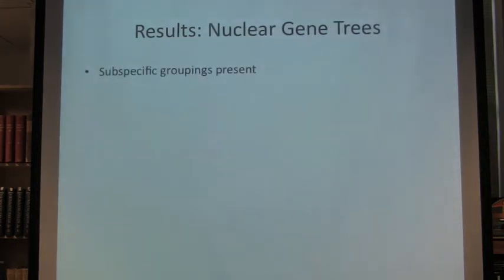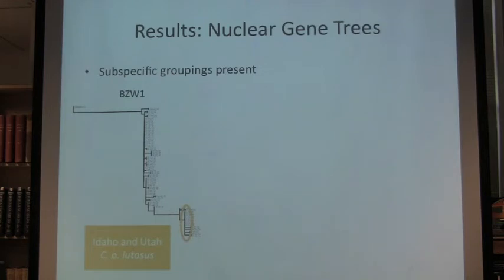I briefly want to talk about some trends I saw in the nuclear gene trees. Though there was no reciprocal monophyly recovered for any of my subspecies, I did find some subspecific groupings in a few of my gene trees. In BZW1, I found a cluster of Crotalus organus lutosus from Idaho and Utah.